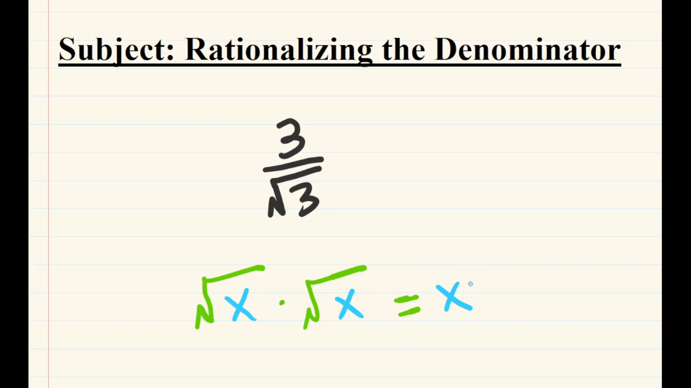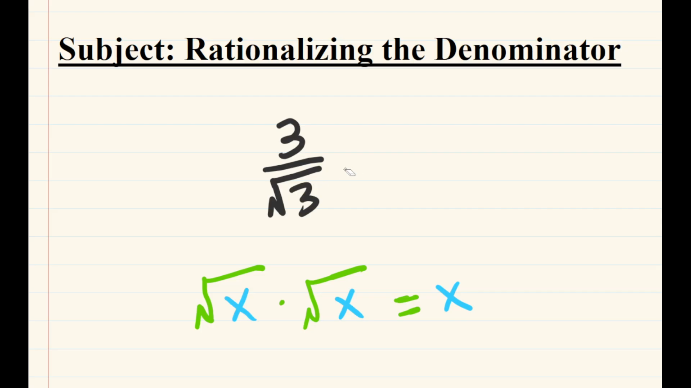The reason this works is that if you take the square root of something, radical x, and then multiply it by itself, you're essentially squaring it. The square and the square root cancel out because they are inverses of each other. Taking the square root of something and then squaring it gets you back to where you started, which is x. So we have this rule right here: radical x times radical x is x.